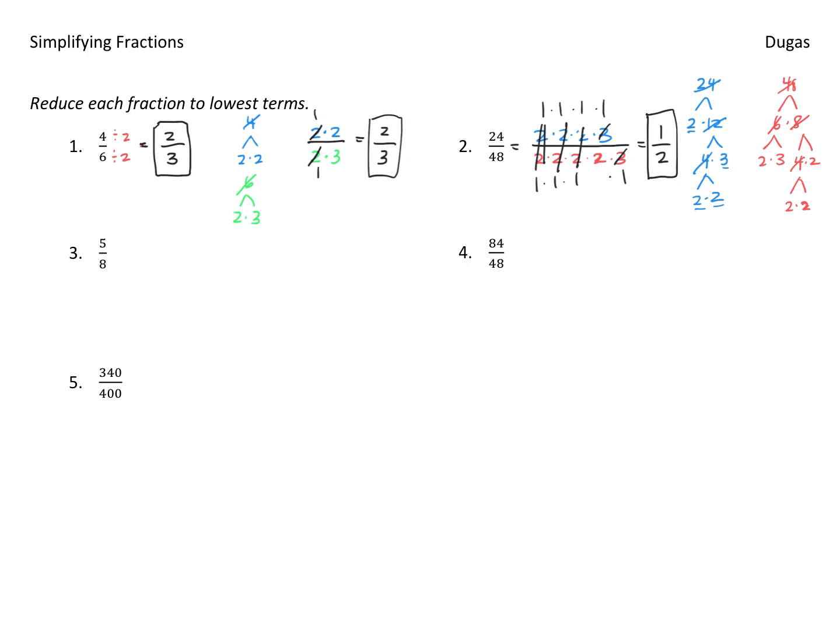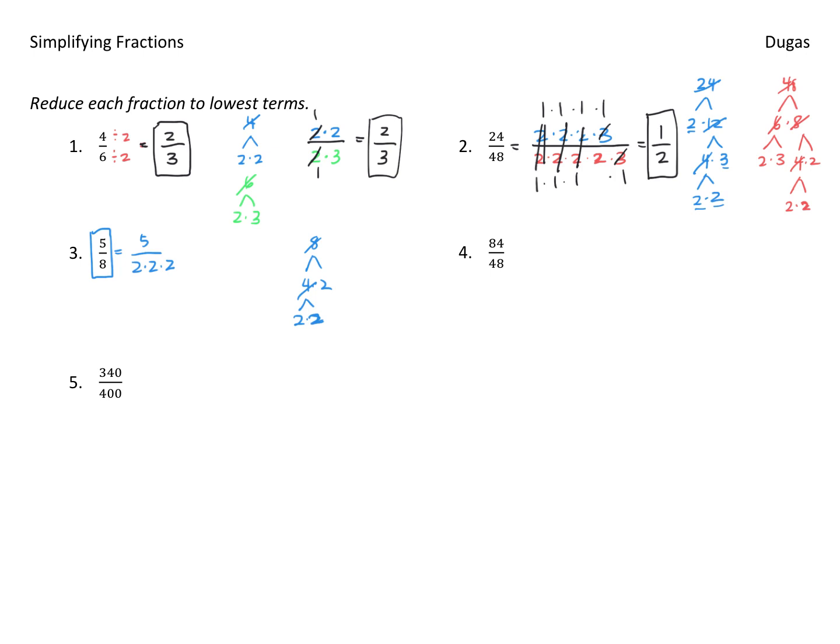Let's look at number 3. Number 3, 5 is prime. 8 is going to break down into 4 times 2, and 4 will break down into 2 times 2. So the only factors of 8 are 2 times 2 times 2. So there's nothing that's alike. There are no common factors. So 5/8 is already in lowest terms. So there's nothing else you can do with that. Now let's look at number 4.